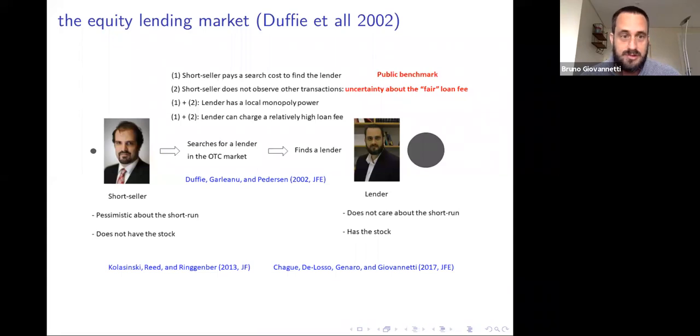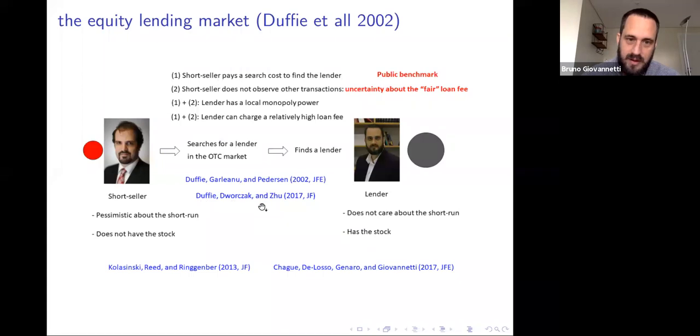From the time the short seller can see the public loan fee benchmark, his information set enhances. And now he's better in this bargaining with the lender. He's better positioned relatively to his previous position. And this is what we're going to study here, and we are going to produce empirical evidence of the effects of this benchmark.